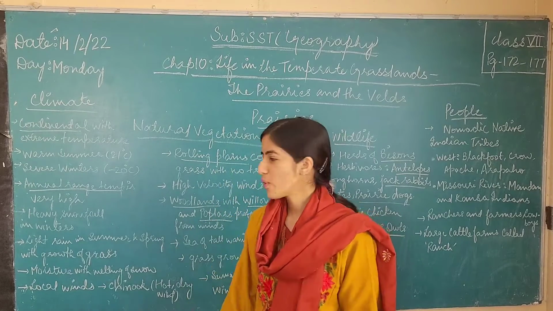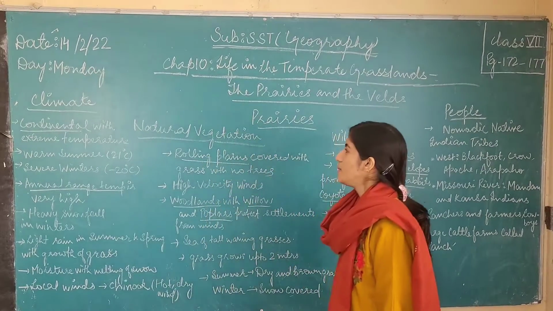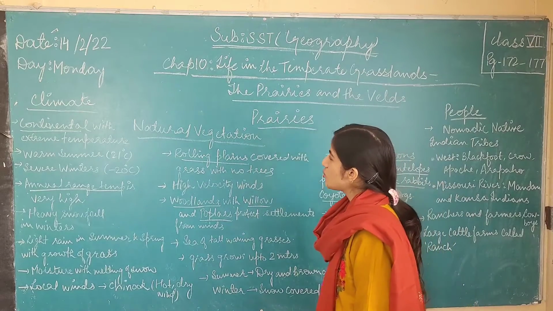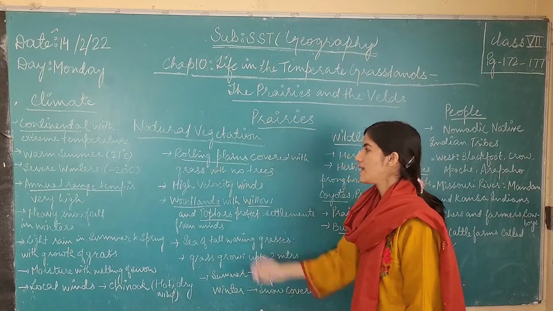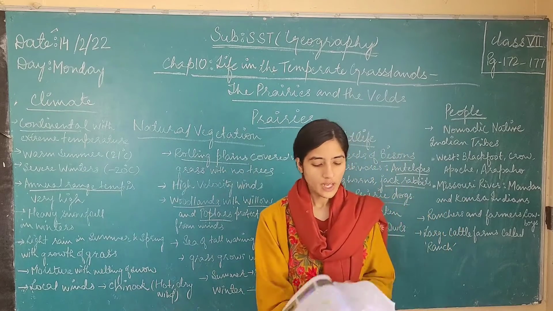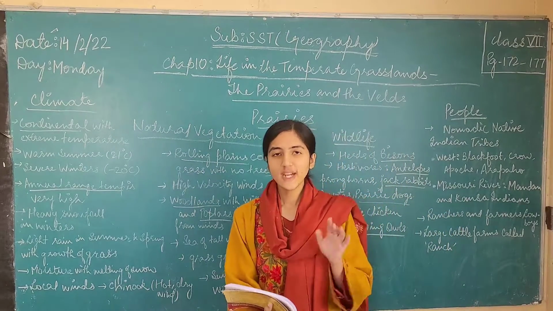And the snow, when it melts down, provides the moisture to the grasses of the prairies grasslands. Then let us move on to the next one, which is the natural vegetation of the prairies. The prairies have rolling plains. What is the meaning of rolling plains? Rolling plains means the plains with gentle ups and downs.